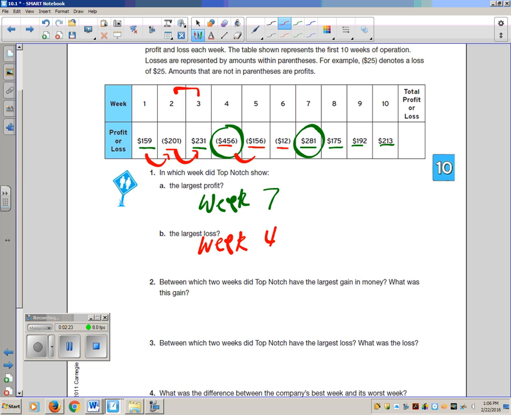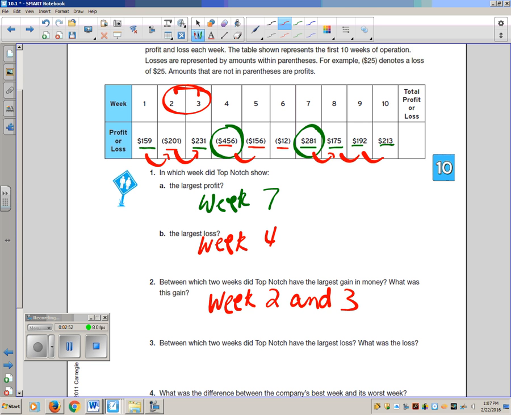156 to negative 12, it went up, but not enough. Negative 12 to 281. No. 281 to 175, that decreased. This one only goes up a little bit, and this one goes only up. So the weeks from week 2 to week 3. Weeks 2 and 3.